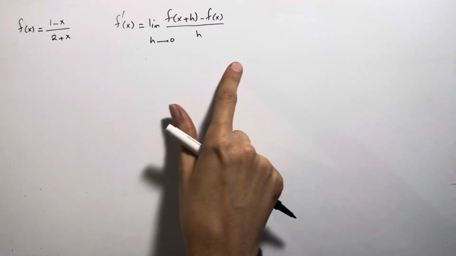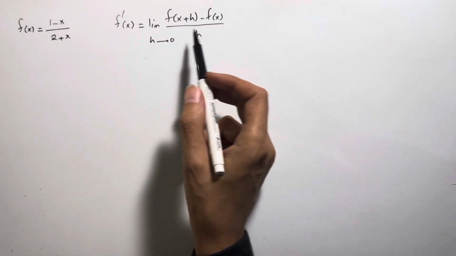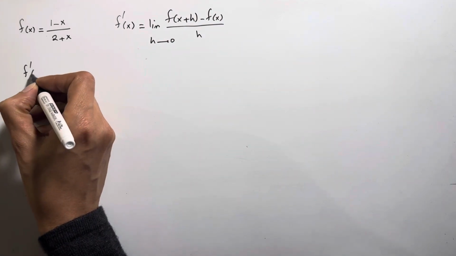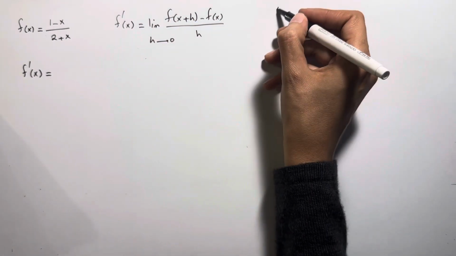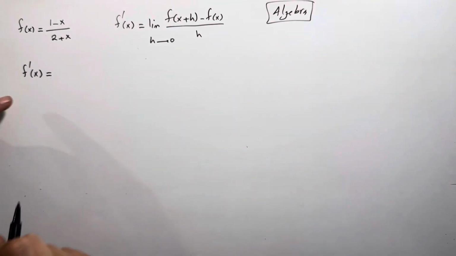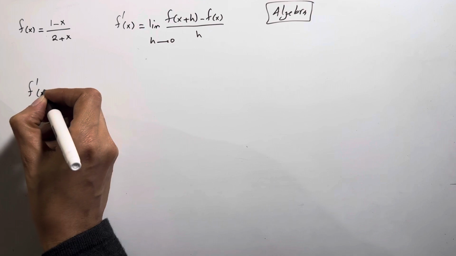Let us make it more interesting for you. Suppose we have a rational function and you want to apply the limit definition of derivative and find the derivative of this function. You have a lot of algebra here, everyone, so we need to focus on algebra. F prime is equal to, let me move it down here so we have enough space.